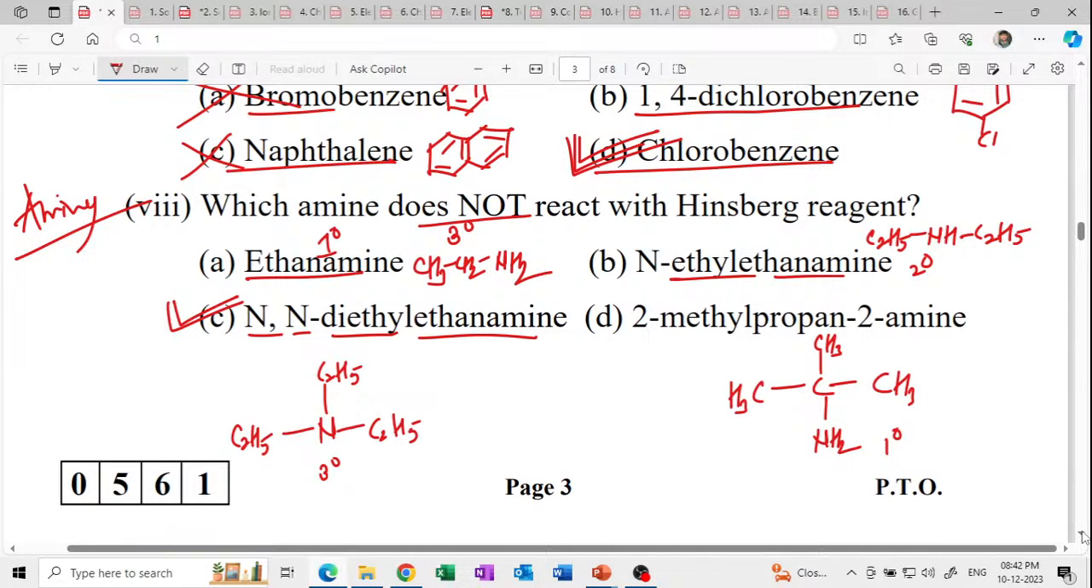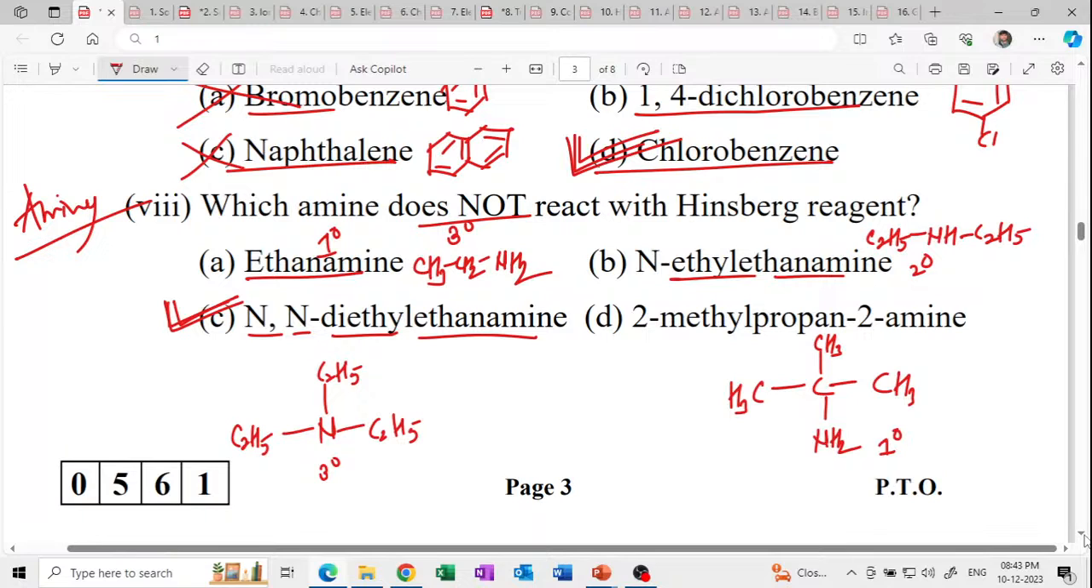So please write now: option C is correct because this is a tertiary amine. Which amine does not react with the Hinsberg reagent? Tertiary amine does not react. The first option is a primary amine, B is a secondary amine, and D is again a primary amine. Primary amine reacts with the Hinsberg reagent to form a salt, and such a salt is soluble in NaOH or KOH, so it contains an acidic proton.